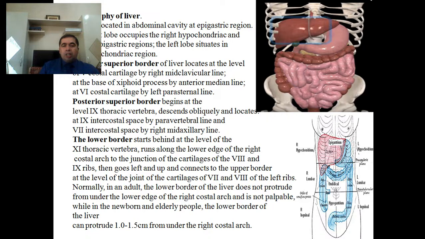The lower border starts behind at the level of the 11th thoracic vertebra, runs along the lower edge of the right costal arch to the junction of the costal cartilages of the 8th and 9th ribs at the left side. Then it ascends to the point of the junction of the 7th and 8th left ribs. It means that in adulthood, the liver is located above the costal arch, but in the newborn, also in elderly people, it can be located below this costal arch.